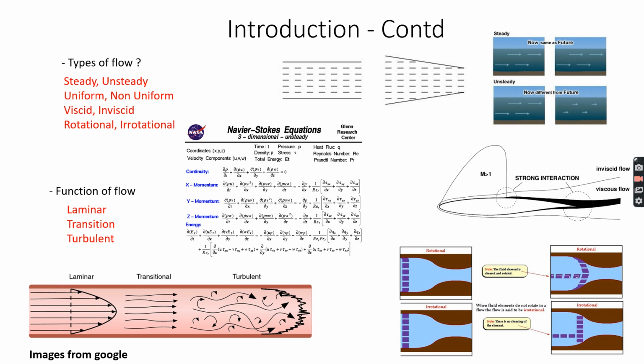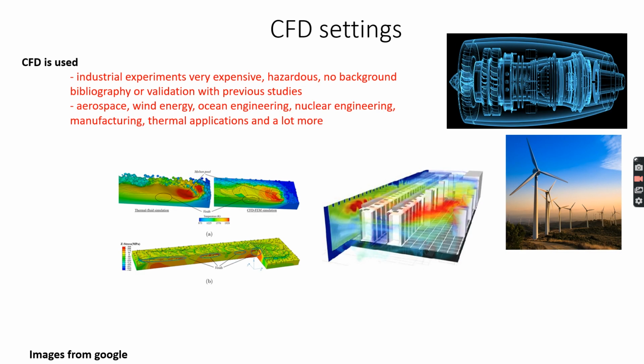So this is about laminar, transition and turbulent. And next we look at the CFD settings. I would rather just give an introduction about where CFD is used here, but the actual CFD setting lies in the pre-processing, solver and post-processing. CFD is used where industrial experiments are very expensive and hazardous, where there is no background for the industrial experiments or validation with previous studies, or where no previous studies exist for the industries.